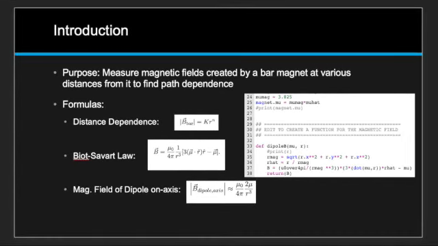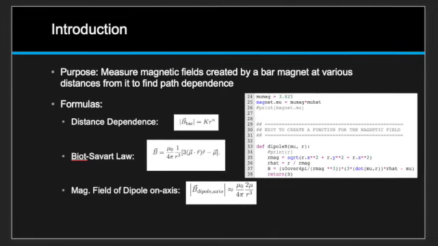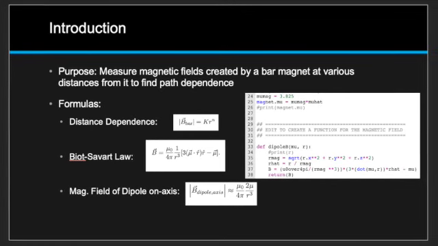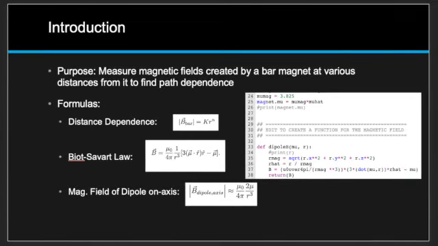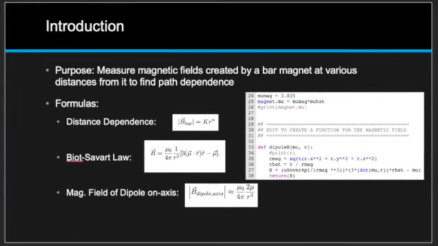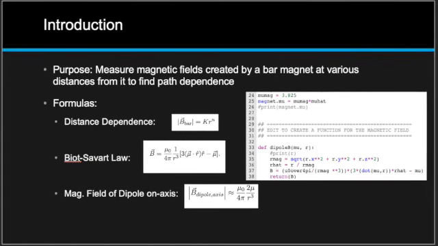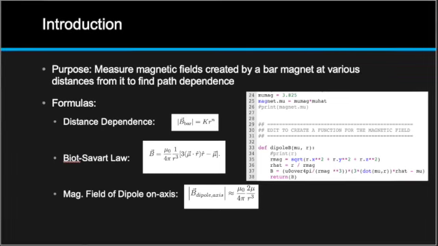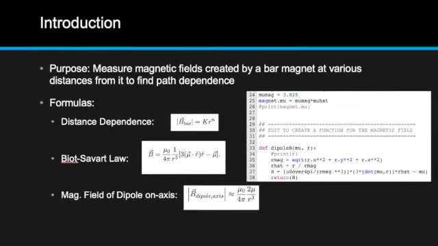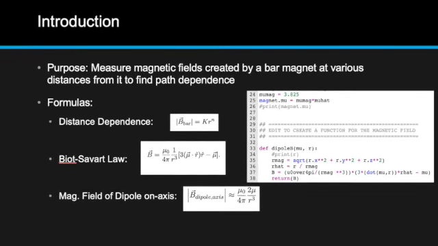The formulas we used for this lab were the magnetic field of the bar is equal to K times r to the n, with n being a negative number, and then the Biot-Savart law, which is the formula for a magnetic field: mu naught over 4 pi times 1 over r cubed, all times 3 times the dot product of mu times r hat, minus mu. And then we also used the magnetic field of a dipole on axis, which is mu naught over 4 pi times 2 mu over r cubed.